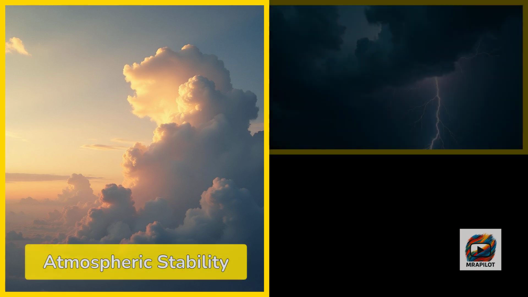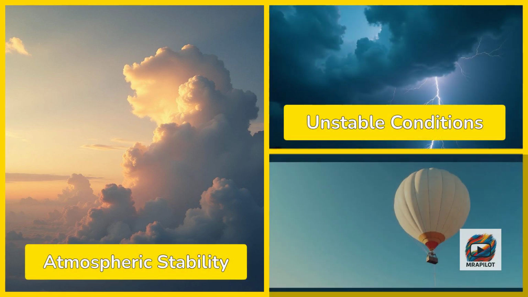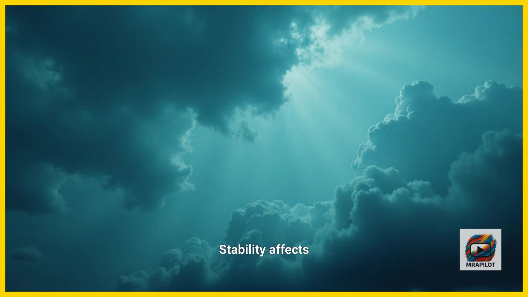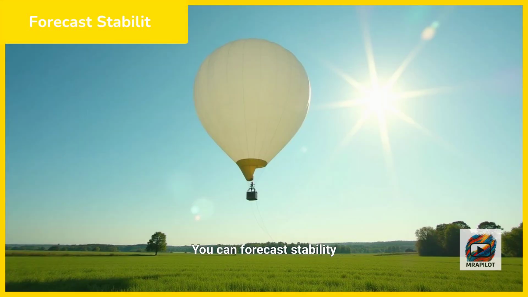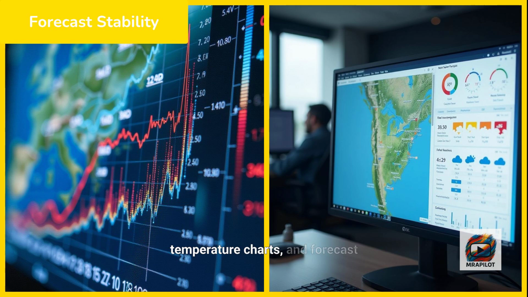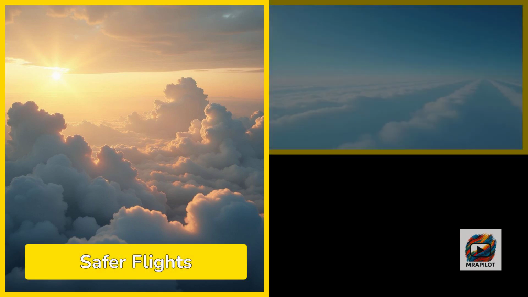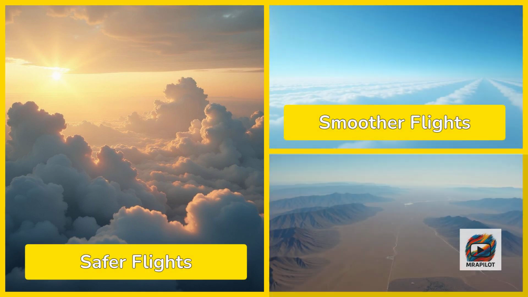Let's recap. Lapse rates tell you if the atmosphere is stable or unstable. Stability affects clouds, turbulence, icing, and visibility. You can forecast stability using soundings, temperature charts, and forecast tools. Thermals, mountain waves, and wind shear are all linked to stability. Knowing atmospheric stability helps you plan safer, smoother flights.